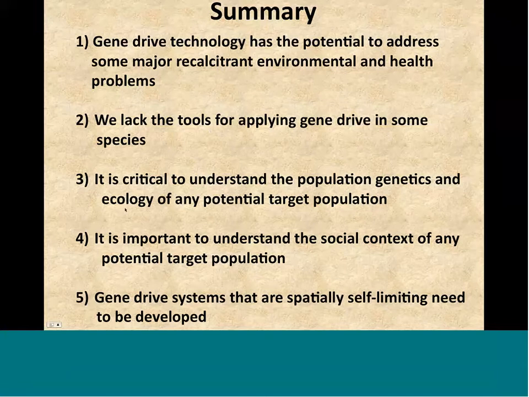It's critical to understand the population genetics and ecology, as I pointed out quite a few times, and to understand the social context. I would also say that one of the things that keeps coming up is that some of the easiest to develop, or what seem to be the easiest to develop, gene drive systems are non-self-limiting, so that if you release it, it's like Ice 9, it just goes and never stops. I think that the real challenge is to develop these spatially self-limiting gene drive systems. Okay, well, I'll stop there. I think I've used my time.